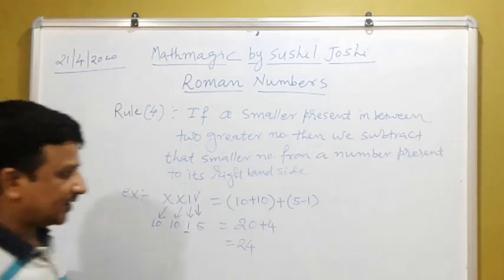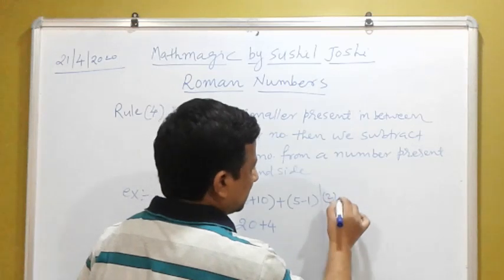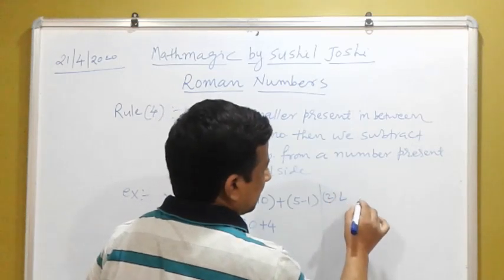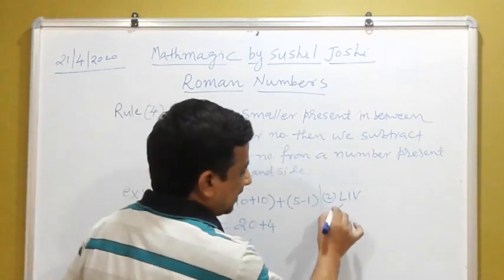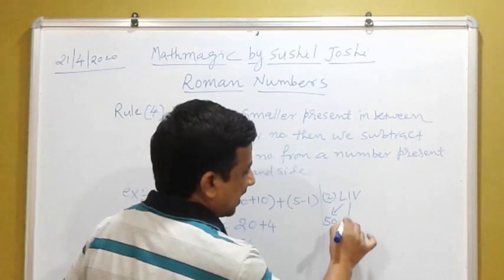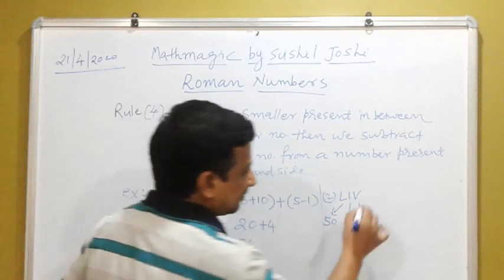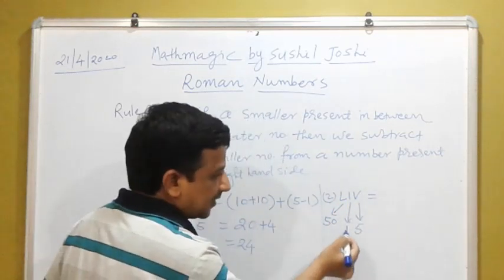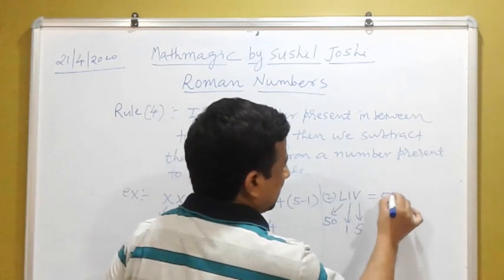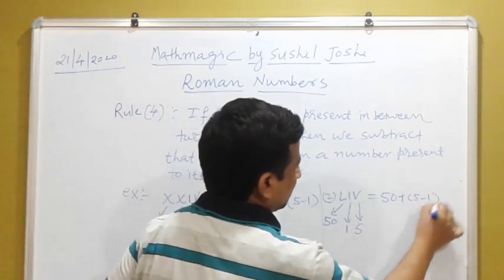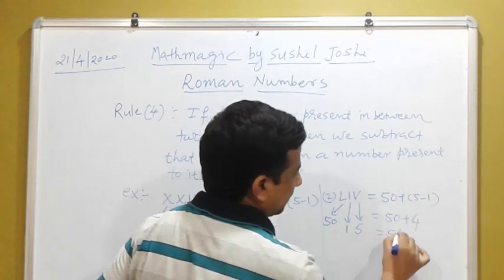I hope all of you understand it. Again, take second example. Suppose this is LIV. L represents 50, I represents 1, V represents 5. So what does it mean? You have to subtract this middle, smaller number from the right hand side. That means from 5. So 50 plus 5 minus 1, you get 50 plus 4 is equal to 54.